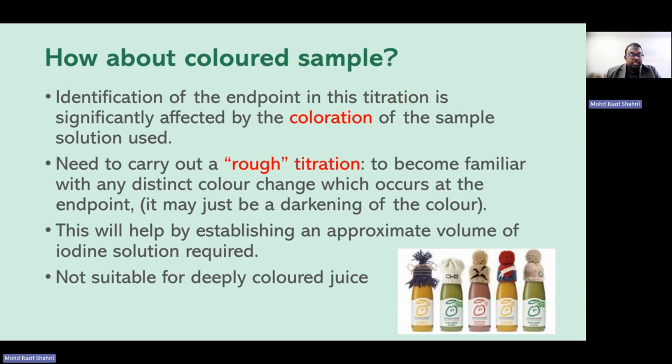Now, what happens if you are testing a colored sample like a dark fruit juice? Identification of the endpoint in this titration is significantly affected by the coloration of the sample solution. So you will need to carry out a rough titration first just to become familiar with any distinct color change which occurs at the endpoint. Sometimes it isn't beige, it may just be a slight darkening of the color. This rough run helps to establish an appropriate volume required. Ultimately, keep in mind that this titration method is generally not suitable for deeply colored juices.